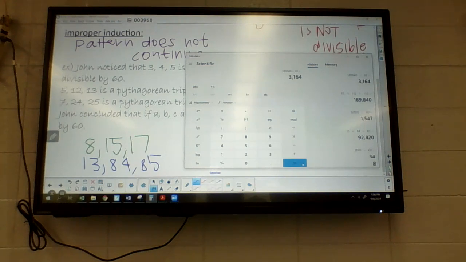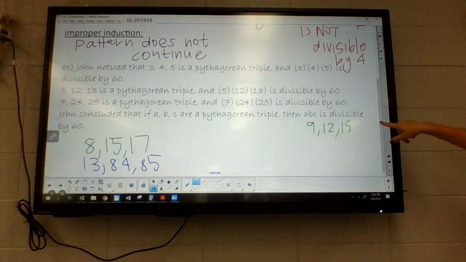John concluded. Oh wait, no, it says it's an example of improper reduction. I don't know if it's true. There's got to be something out there somewhere. Extra bonus points if you find one that doesn't work. So far, we can't prove it. I have to look into this a little bit more. Well, we didn't find one, but okay.